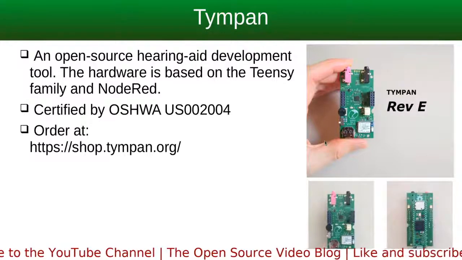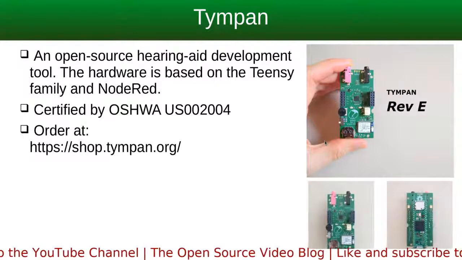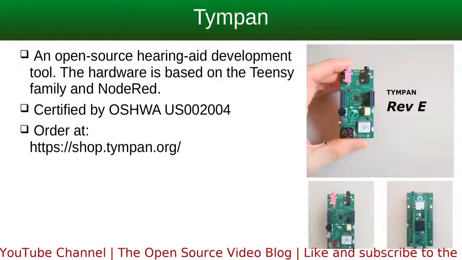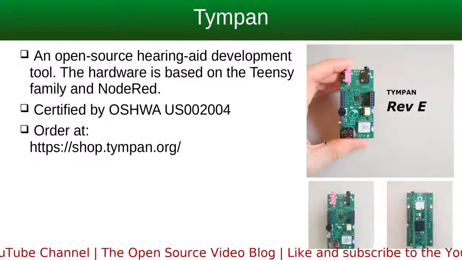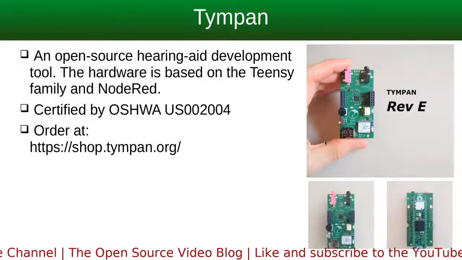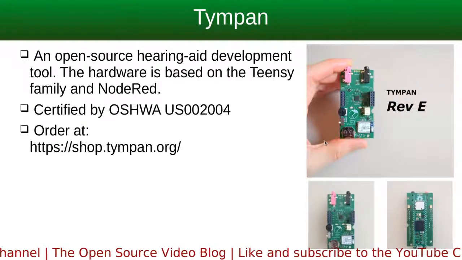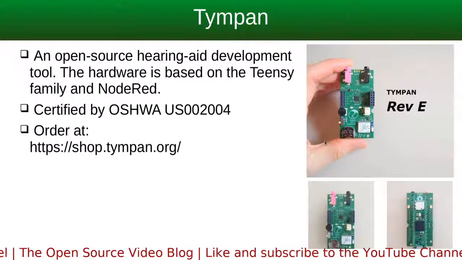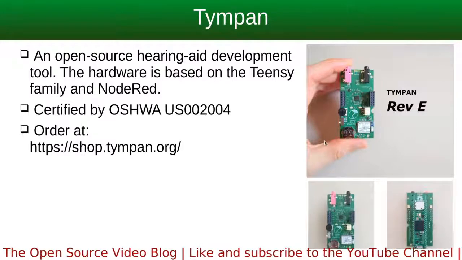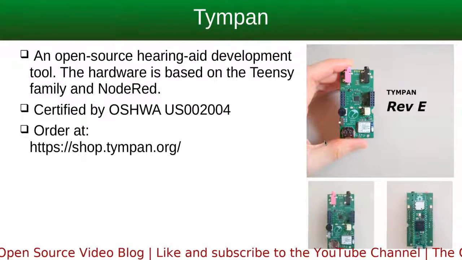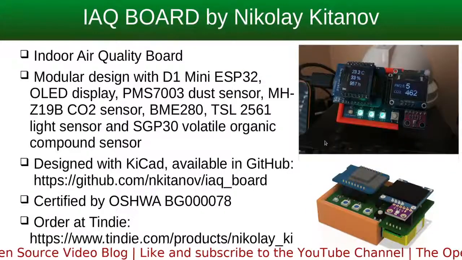Another open source hardware project certified by the Open Source Hardware Association, again coming from the United States, is Tympan, an open source hearing aid development tool. The hardware is based on the popular development boards from the Teensy family and from the software side on Node-RED. Visit the URL to see how you can order, to see the revisions and more details.